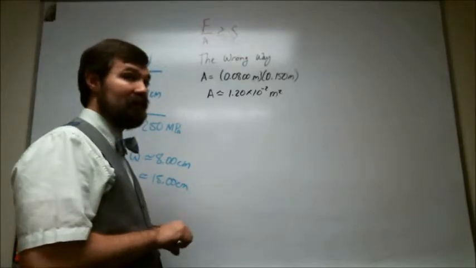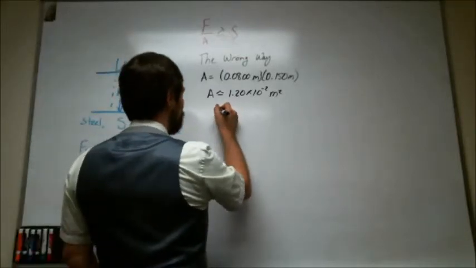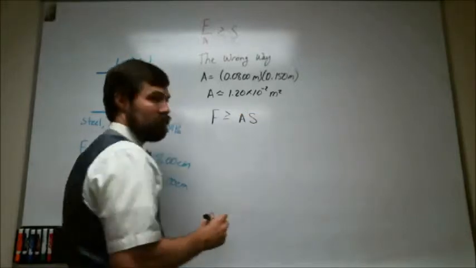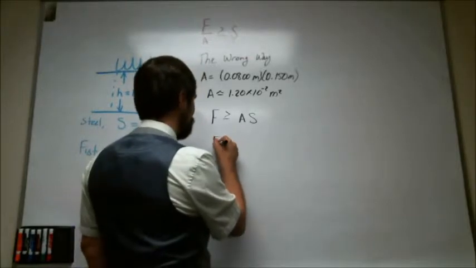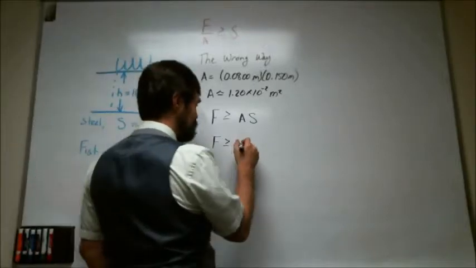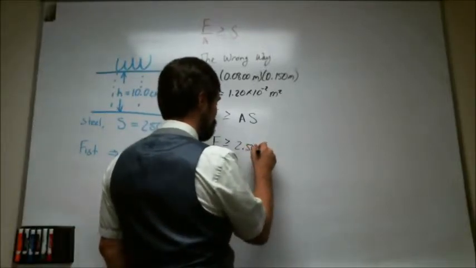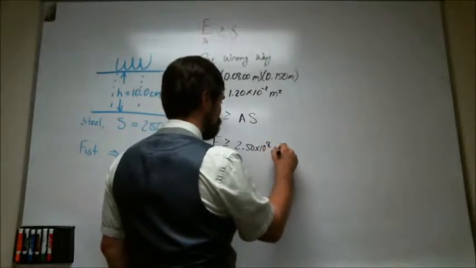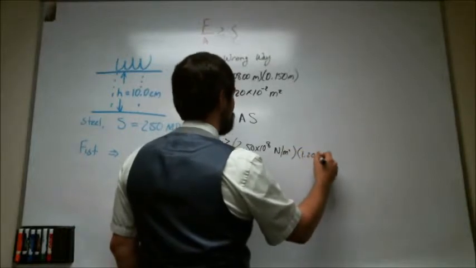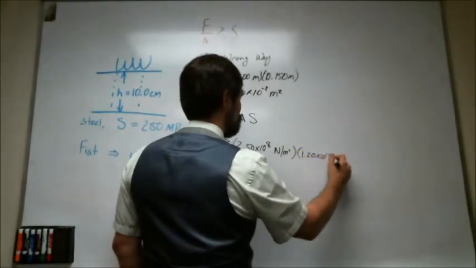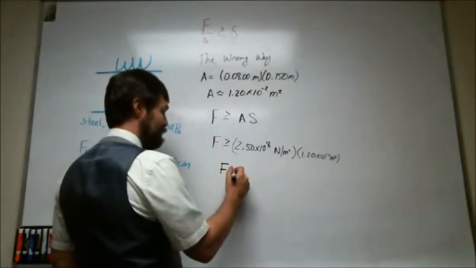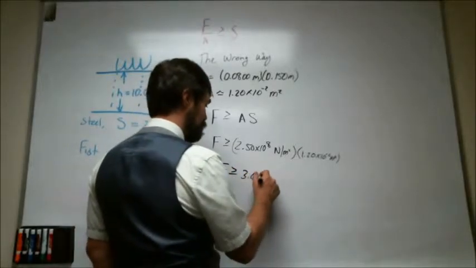Having done that, the next step would look like force is area times strength. Therefore, the force should be greater than or equal to 250 megapascals, which is 2.5 times 10 to the 8 newtons per meter squared, times 1.20 times 10 to the minus 2 meters squared. And so we would come out with a force of at least 3 million newtons.